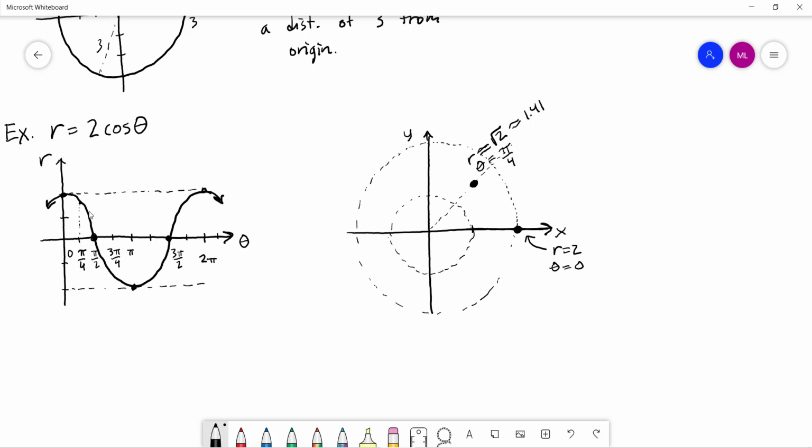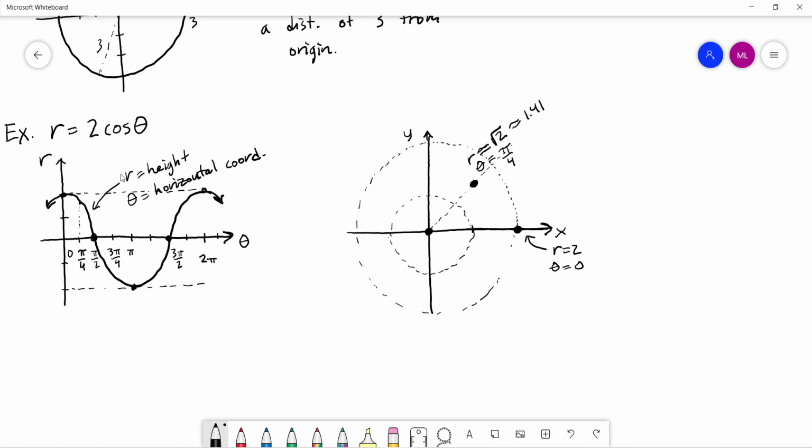If we go further, by the time I get to the angle theta of pi over 2, what is the radius? What is the height of my curve? It is down to 0. And so when I'm pointing in the direction straight up, which is pi over 2, my radius is down to 0. So the idea is, over here, r is equal to height, and theta is equal to basically how far left or right. What we often think of as the horizontal coordinate.